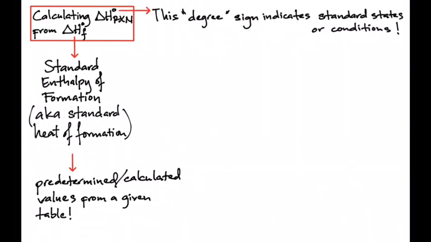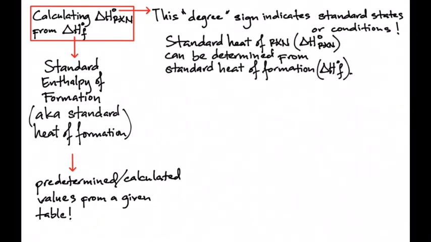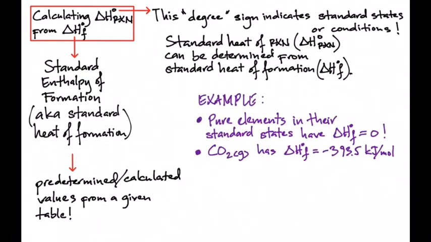And so we have the standard heat of reaction, which can be determined from standard heat of formation. And again, this table is going to be provided to you on the day of the test. So let's look at a few examples. Pure elements are typically given a delta H of formation equivalent to 0 kilojoules per mole. Carbon dioxide gas is given the value negative 393.5 kilojoules per mole. Again, these are in their standard states or standard condition.